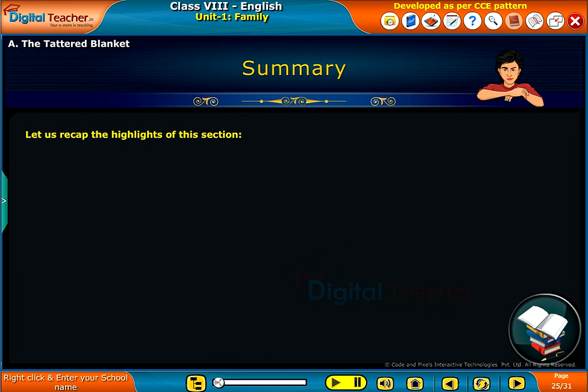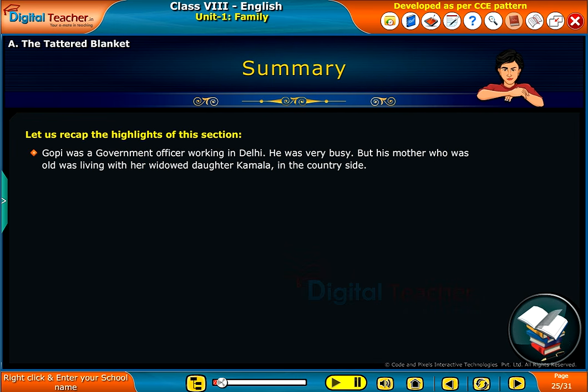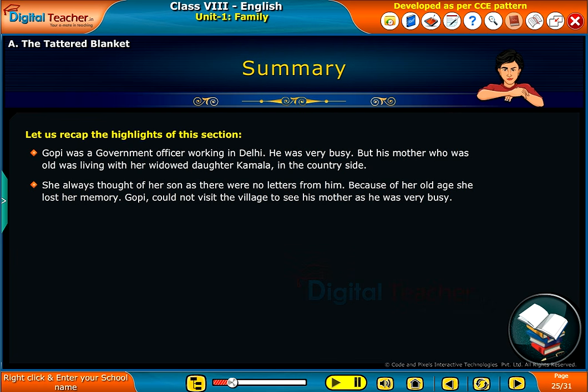Summary. Let us recap the highlights of this section. Gopi was a government officer working in Delhi. He was very busy, but his mother, who was old, was living with her widowed daughter Kamala in the countryside. She always thought of her son as there were no letters from him. Because of her old age, she lost her memory. Gopi could not visit the village to see his mother as he was very busy.